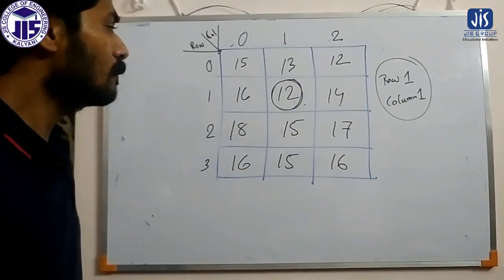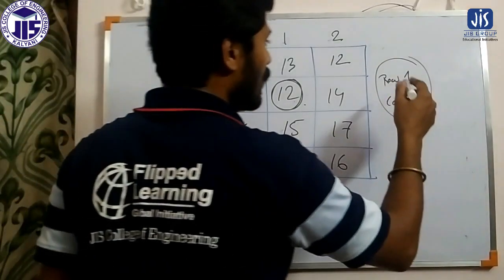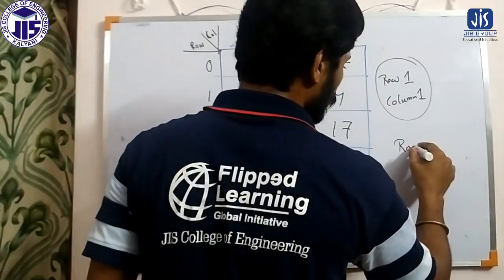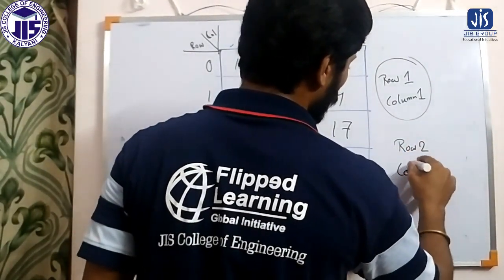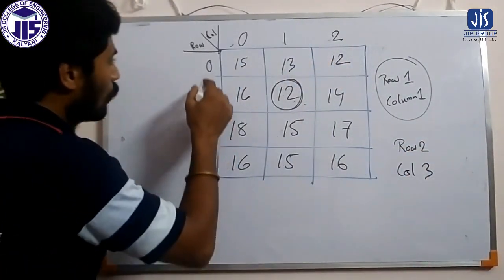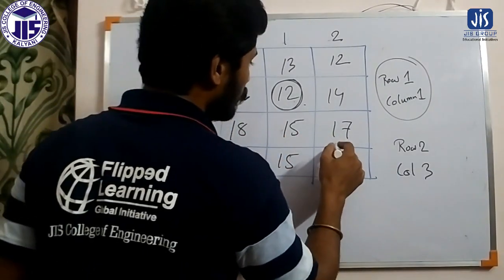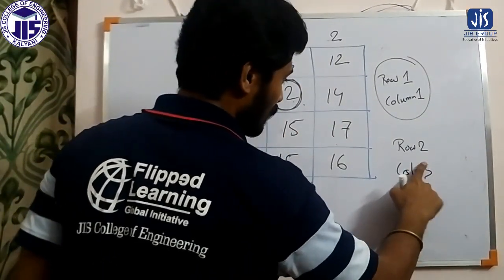Take another example. If I say what is the element at row 2 and column 3, what will you do? We will go to row 2, then we will go to the column; we have 3 columns basically.